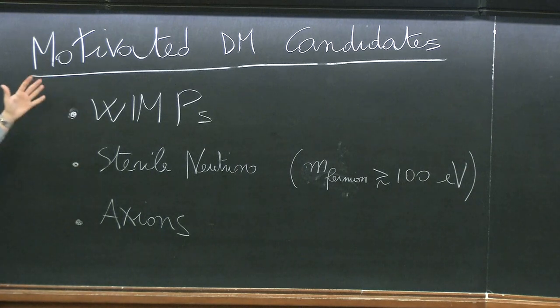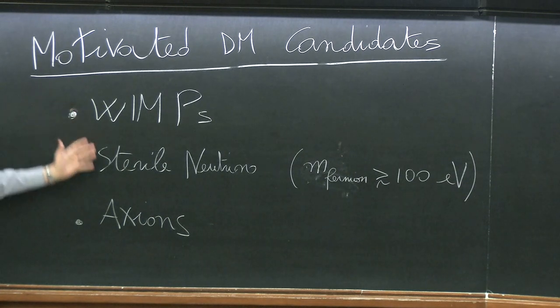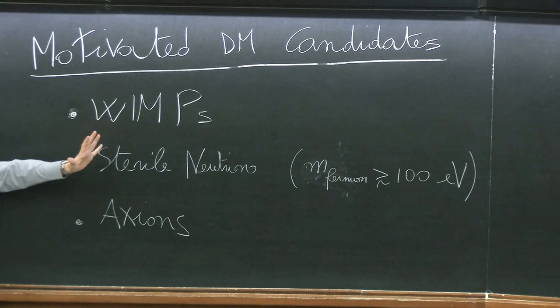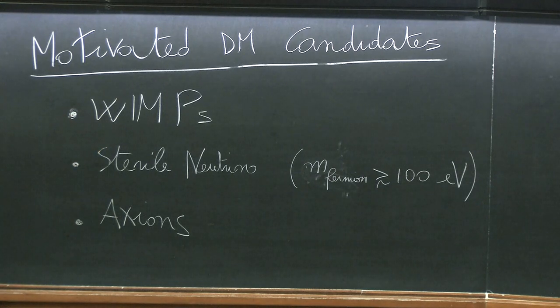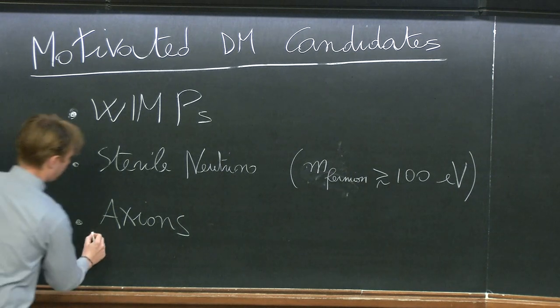That's why these candidates are nice. Of course, there is no reason why the observed abundance of dark matter must be explained by some particle solving some other problem, okay? So this is just to say that I'm not saying that dark matter has to be one of these three candidates, but it's nice. So let's study the axions today.